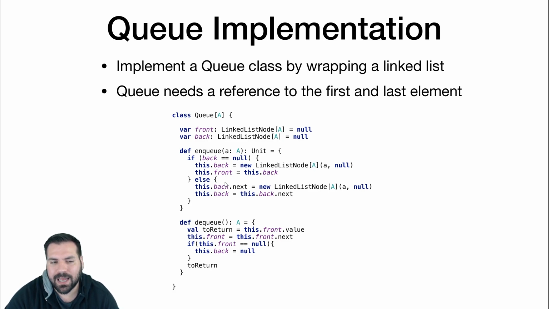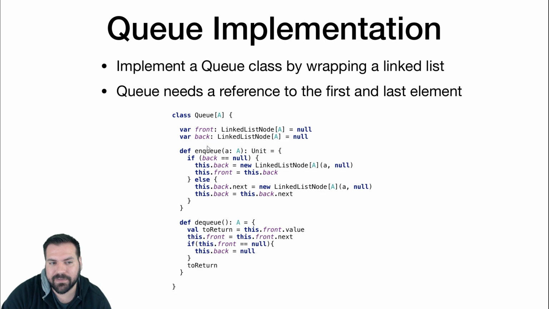If the queue is not empty, we're going to add that new element to the back. We're going to create a new linked list node that refers to null, and then the last element in the queue, we're going to have that refer to the new element that we created, and change back to refer to this new element as well. So we've appended to the end of a linked list.